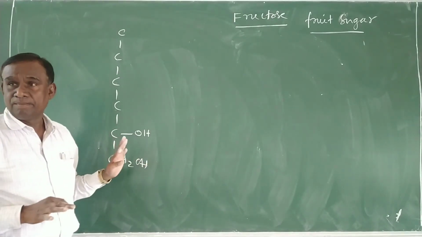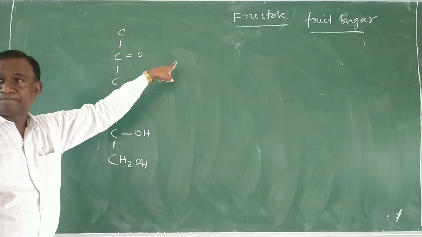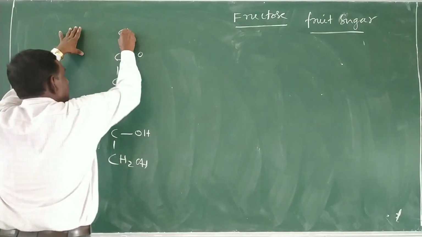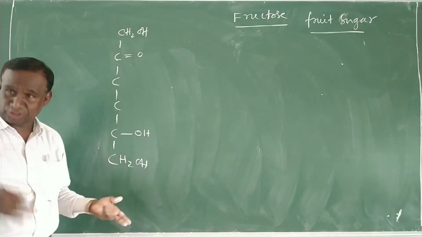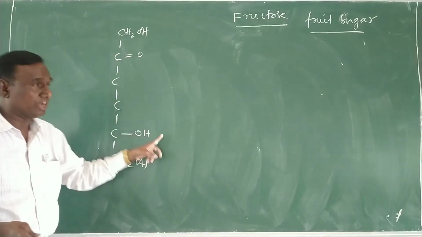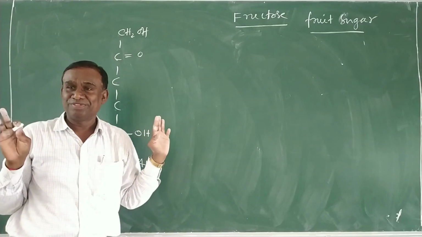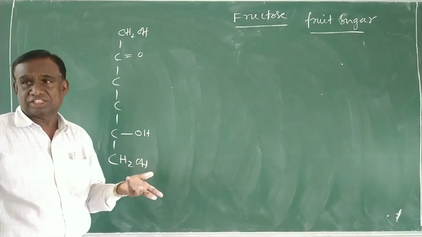This is also a rule. At the second carbon atom we have to write the double bond or ketone group. At the first carbon atom it should be CH2OH again. You see, first and last is CH2OH in the fructose case. First and last CH2OH, fifth right hand side OH, second the carbonyl group. Again, you have to write the groups H and OH.